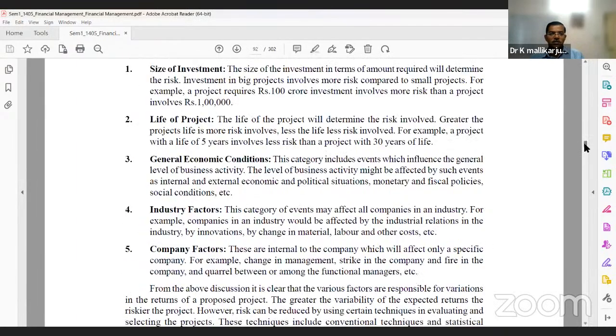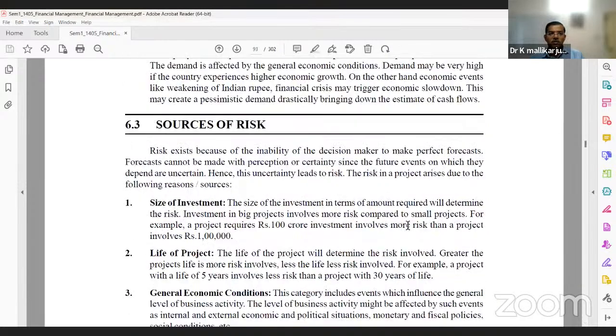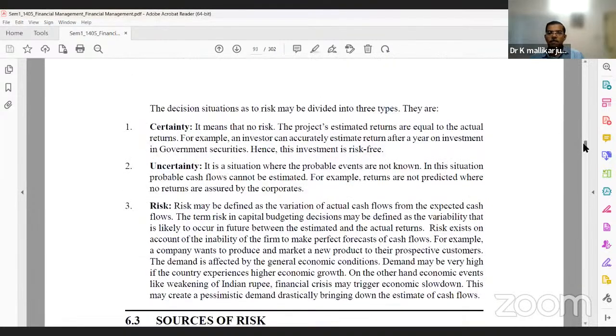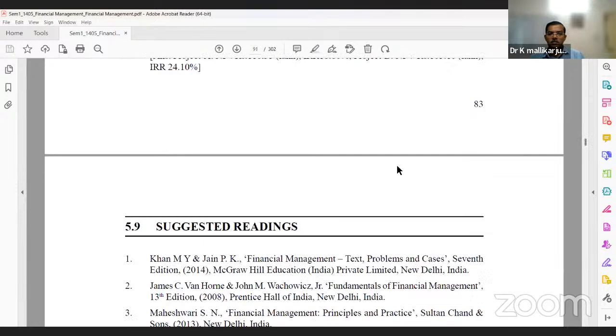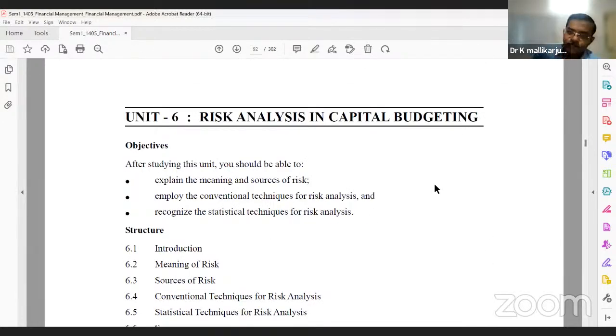So after this, we'll move to another topic: risk analysis and capital budgeting. Business is a risk, right? Without risk, there is no firm. In any business, risk is there, whether mandatory or voluntary. Without it, the firm is not there.